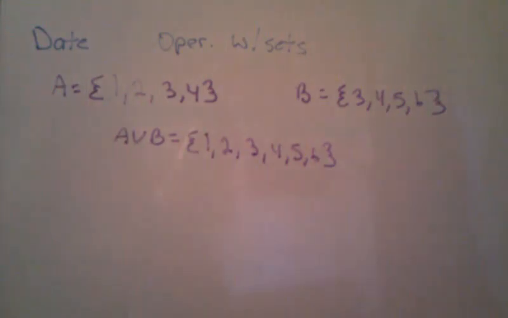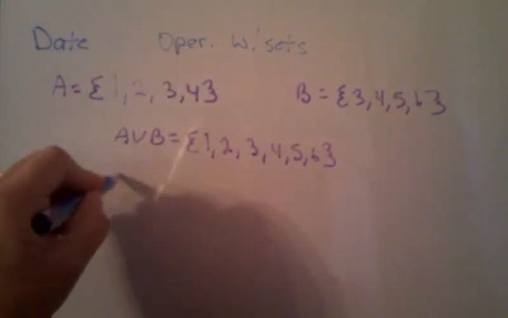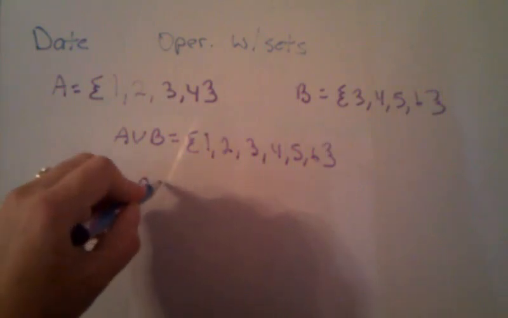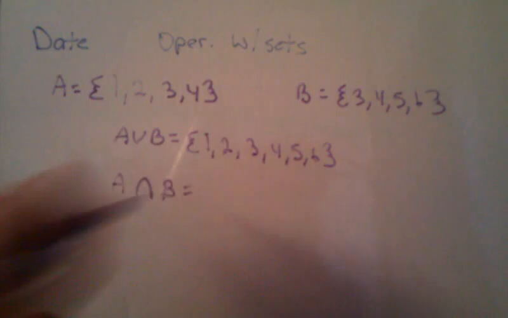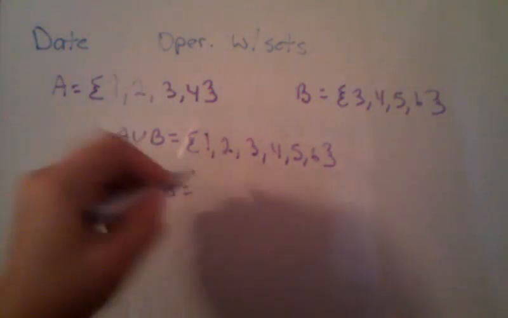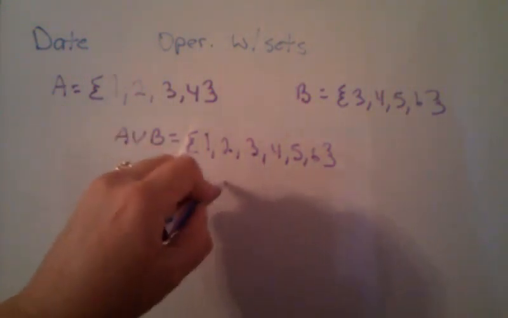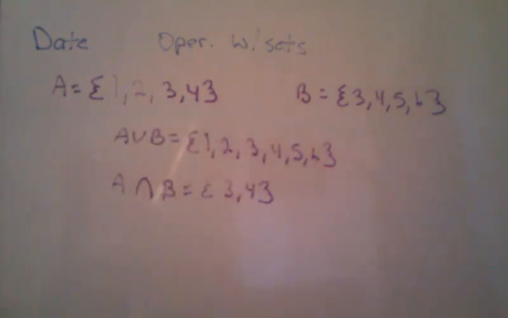Now, what if I wanted, do you remember what this symbol means? This is an n. Think of intersection. So I only want the elements that are in both sets. Which would be 3 and 4, the only two that are in both sets. Okay?